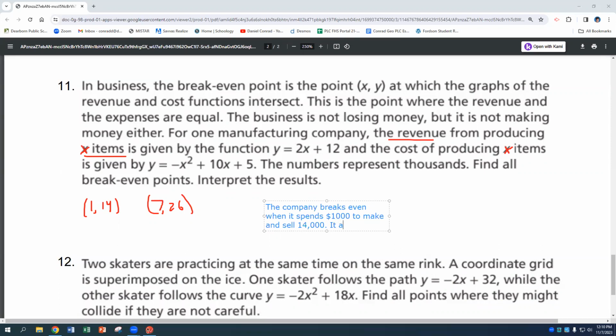Right. It also breaks even when it spends $7,000 to make 26,000 items. Those are the 2 points at which it breaks even.